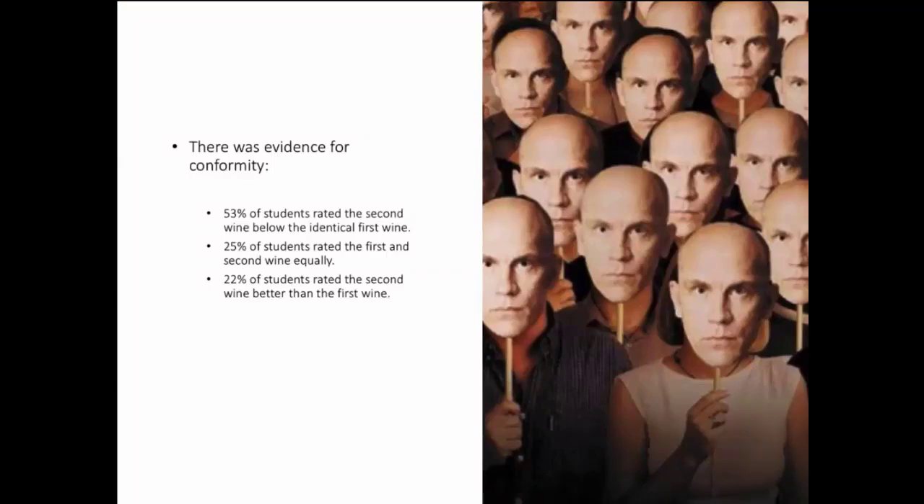So, what is the result? Well, first of all, there is evidence for conformity. Like 53% of the students rated the second wine below the identical first wine. Remember, every single person had heard 4 other people saying that there is a difference, that the second wine is worse than the first. And then 53% of the people who had heard that also said that there is a difference. So there was clear evidence for conformity. People followed others, even though there was no difference.